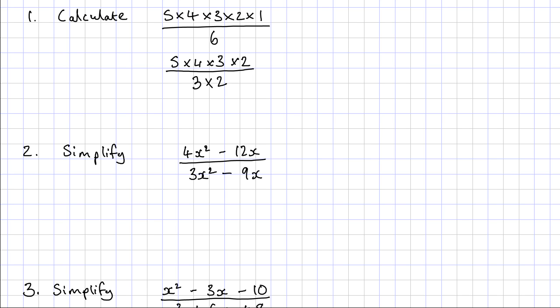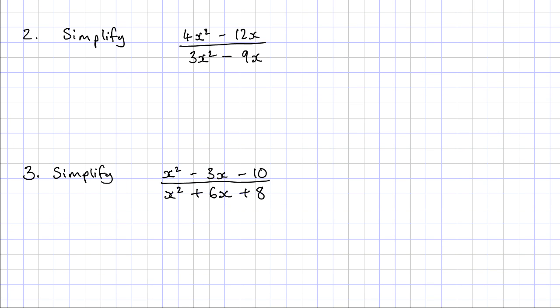Now I can see that the 3 will cancel with that 3. This 2 will cancel with that 2. So I can do that. So let's cancel these and cancel these. And then what I'm going to have left is 5 times 4 over 1. And then that's equal to 20 over 1. And 20 divided by 1 is just 20. Now what we noticed here is if we write something as a product, we see what we can cancel. Now this is the same method we're going to use here.